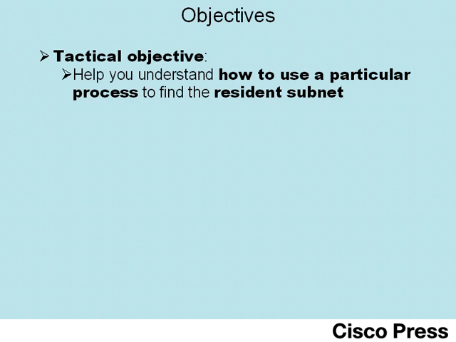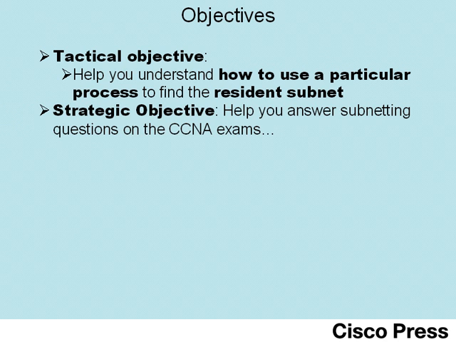This video has both a tactical objective as well as a strategic objective. Tactically speaking, the goal of this video is to help you understand how to use a particular process to find an IP address's resident subnet. Every IP address sits inside some subnet, and we call that the resident subnet. Now, the strategic objective is to help you prepare for answering subnetting questions on the CCNA exams, in particular that you'll be able to answer those questions quickly and with confidence.